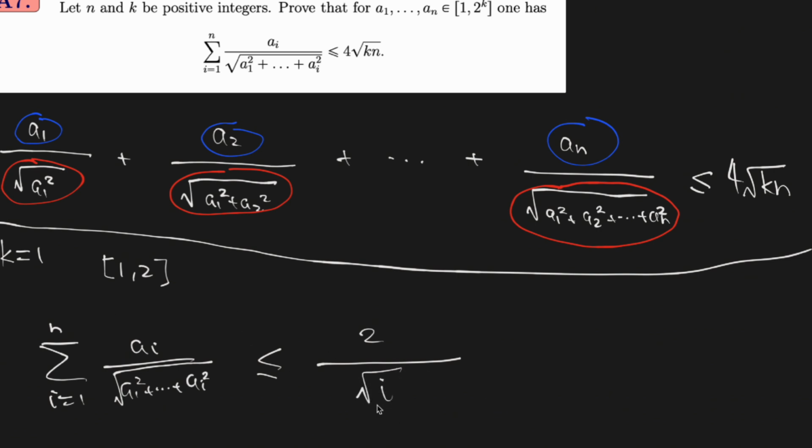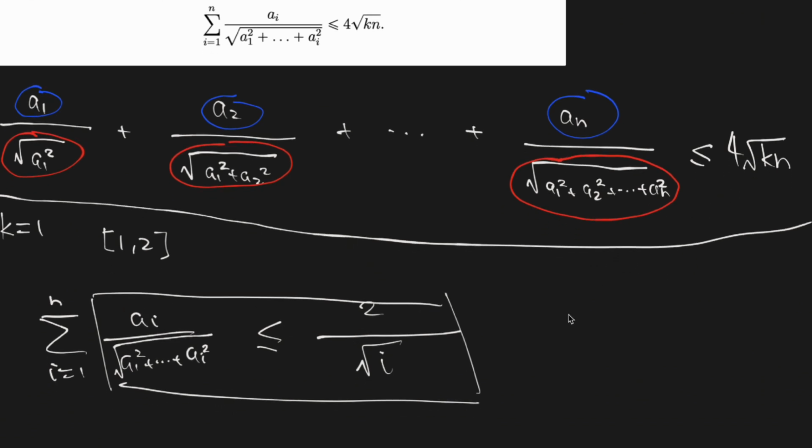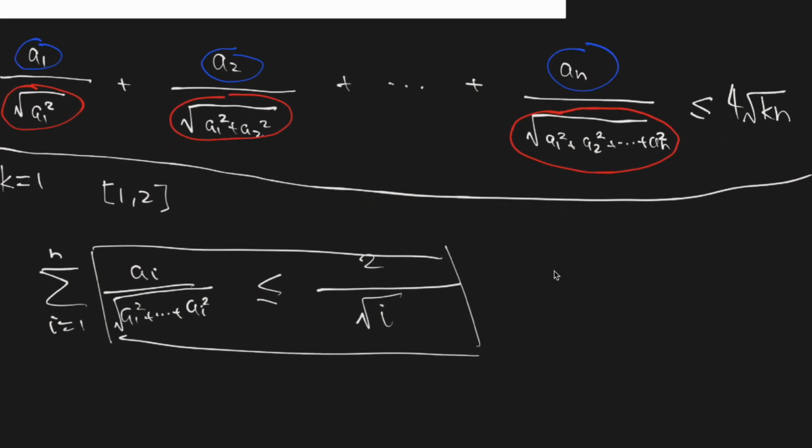Okay, so we've established this bound, and if we can show that this quantity is indeed less than or equal to 4 root kn, then we are done. So let me rewrite that. We want to show that the sum of 2 over the square root of i is less than or equal to 4 root kn. And this is a bit of intuition, which you'll gain once you do some more of these problems, but if you look at the sum, this actually reminds you a bit of integration.